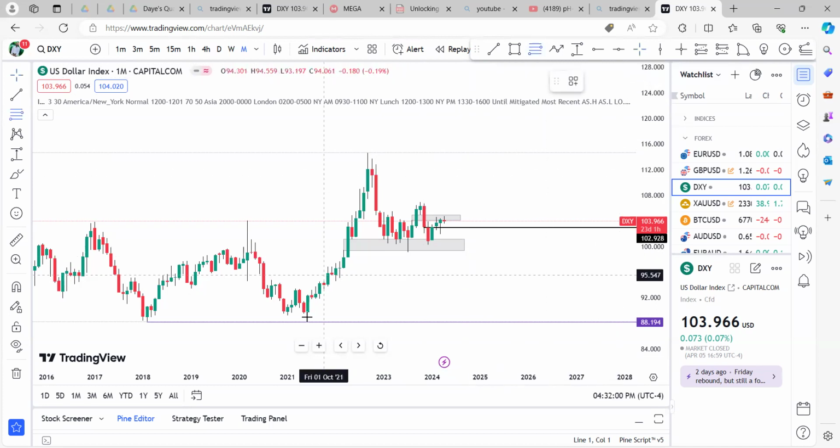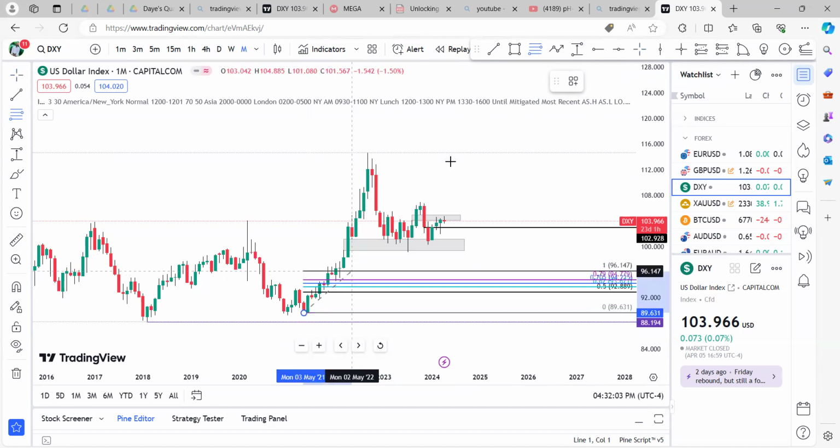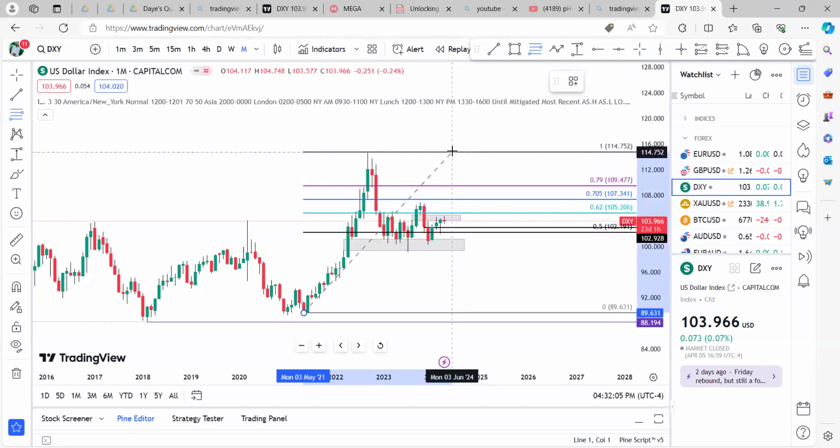So our main objective is to identify the on-top premium and discount areas on the charts. So if you could see this, take your fib and put it on the swing low to the swing high. See that price is below the 50% of this range.